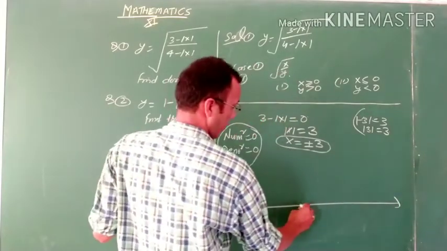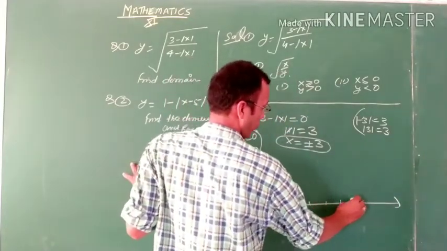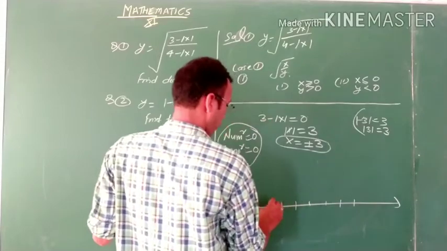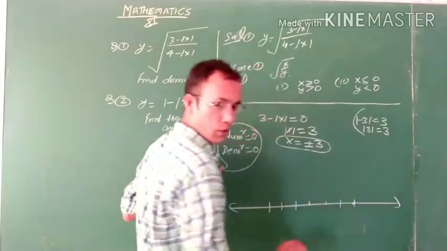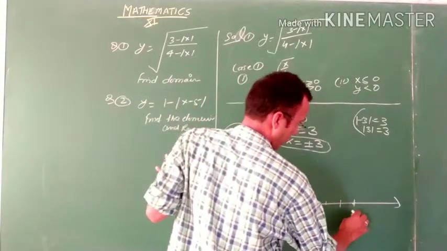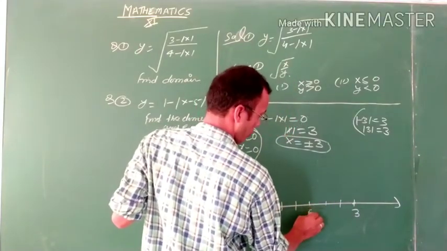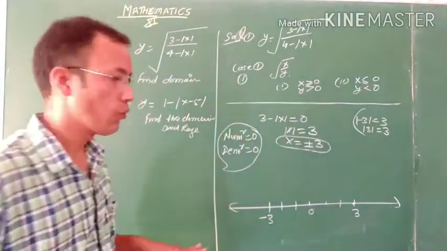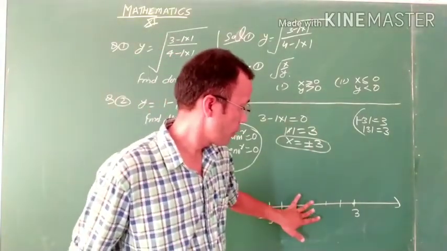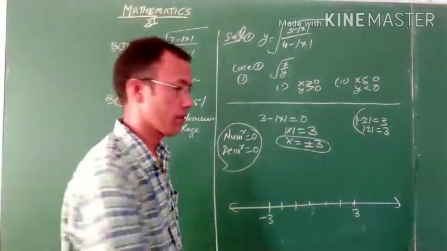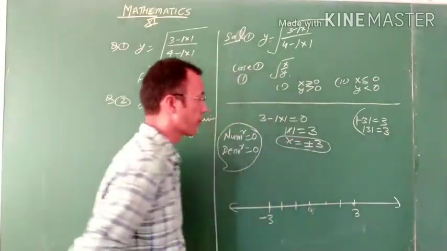Just writing this one. First we have 0, 1, 2, 3, minus 1, minus 2, minus 3. This is 3 and this is minus 3. That is equal to 0. Right? There is no need to write this 0; this is for the reference. I have written this small. Okay, now the second thing is 4 minus mod x.